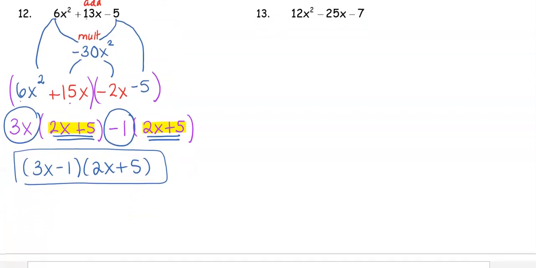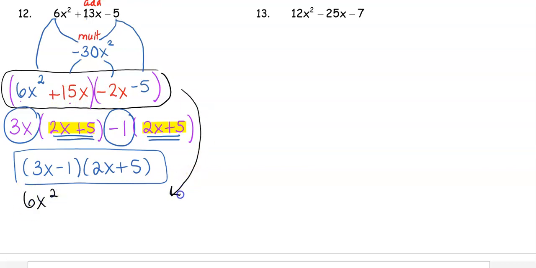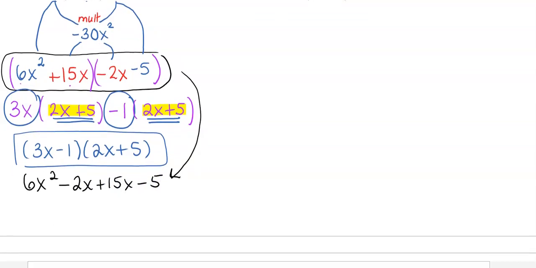Now I'm going to go back to this step right here. There is no rhyme or reason of which one has to come first. So I'm going to show you that it honestly doesn't matter. So if I'm back at this step, and let's say I did the negative 2x and then the positive 15x minus 5, I do the exact same thing.